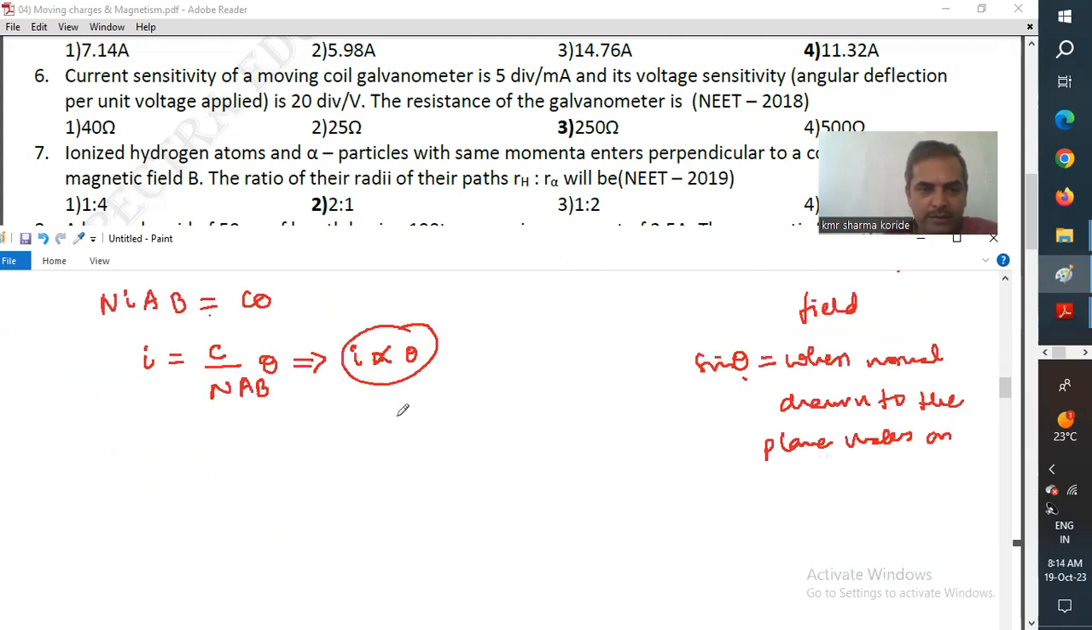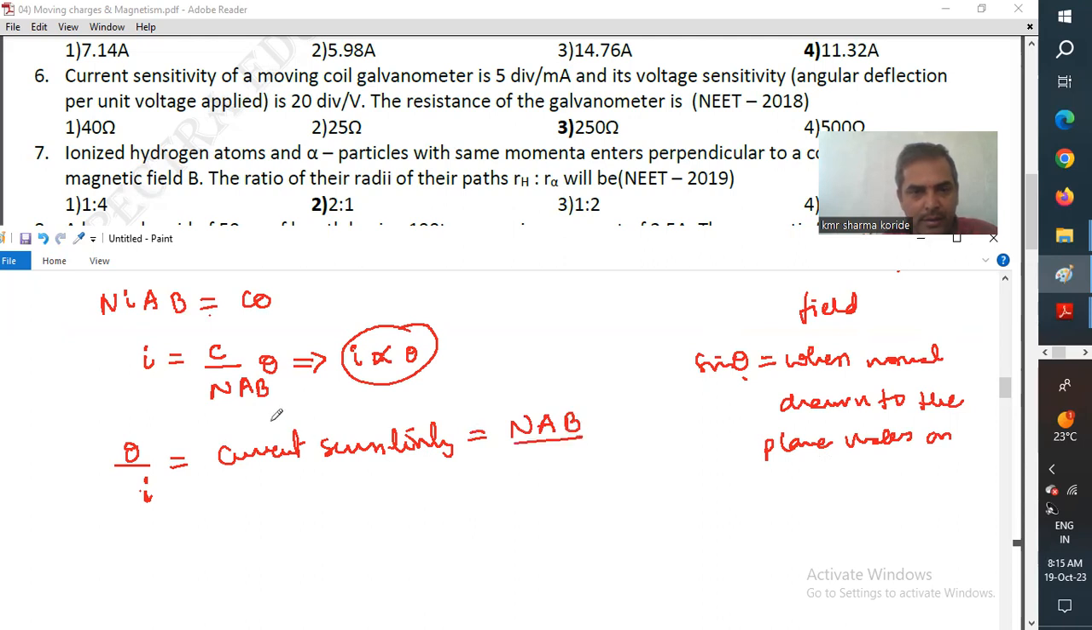Now, coming to the present question. Remember, angular deflection by current is the current sensitivity. So theta by I will be equal to NAB by C. So this is going to be current sensitivity, you call it sigma I. Now, voltage sensitivity: the angular deflection by voltage is voltage sensitivity.